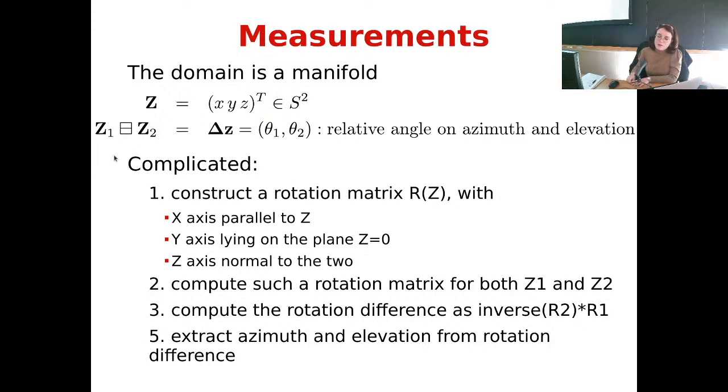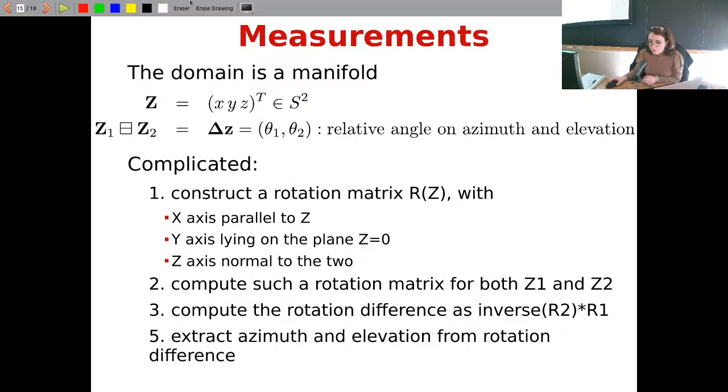Then, as measurements are elements of a manifold, we need to define a box minus. Again, Z1 box minus Z2 means computing the chart around Z1, projecting Z2 onto this chart, and then measuring the distance between Z1 and Z2. In principle, we should get a relative angle on azimuth and elevation, and we should do this by representing Z1 and Z2 as rotation matrices, and then combine them using the usual product of rotation matrices.